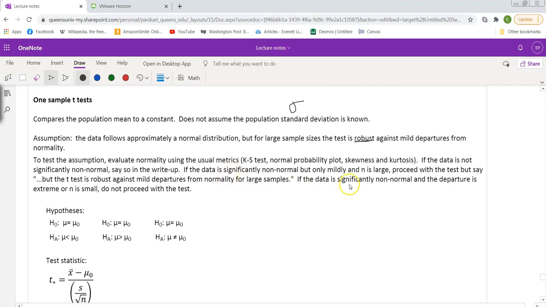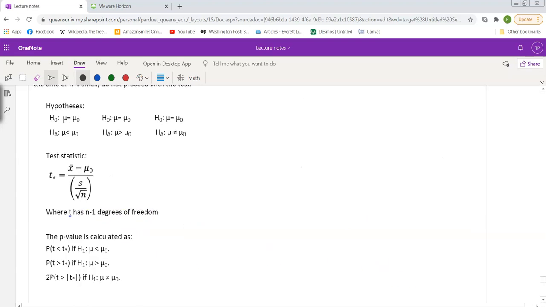If the data is badly non-normal and you don't have a large sample size, don't do the test. Instead, you would do one of the non-parametric alternatives. Non-parametric tests are a set of hypothesis tests that we'll learn about later on in the course that don't rely on this assumption of normality. So we'll do an example where we do all of this.